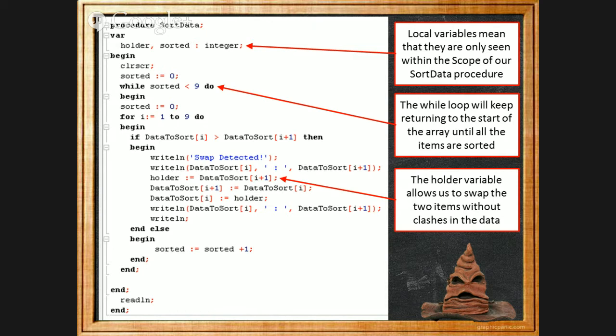Okay, what we're saying there is, if we find something that needs to be swapped, then swap it. Otherwise, we put sorted equals sorted plus 1. So what we're saying is that those items were sorted. And the idea is that eventually we won't have to do any of this swapping at all. We just go sorted, sorted, sorted, sorted, sorted, all the way up to 9. If I get to 9, then I can break out of the whole loop.